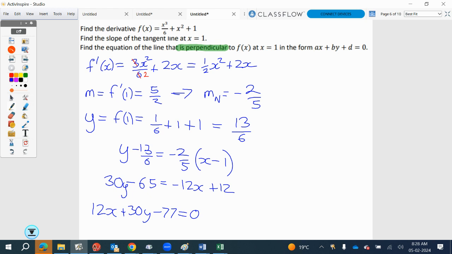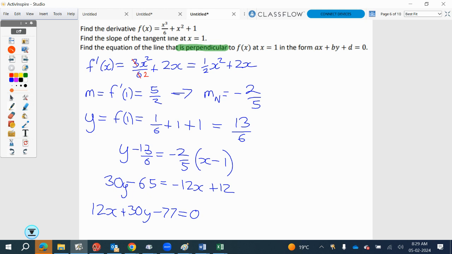Which bit? Why you have to multiply by 30? We have 2 denominators, a 6 and a 5 that we have to get rid of. So 6 times 5? 30. So if we times by 30, these 2 numbers will cancel. You can do it in 2 steps if you want. You can times by 5 and then you can times by 6. No, I don't want to get confused.